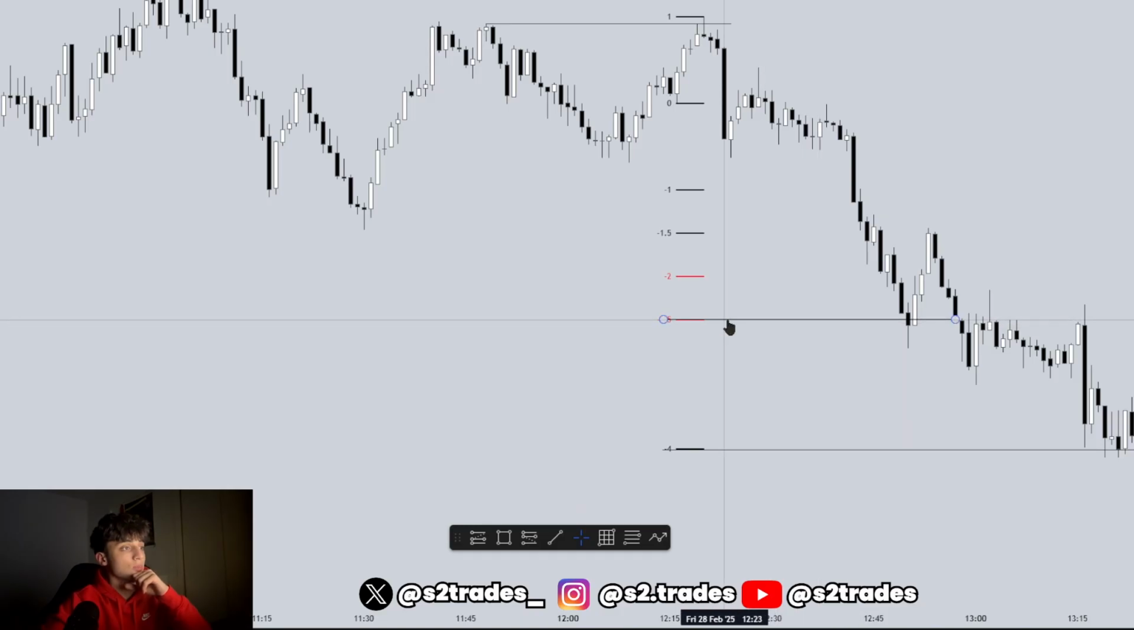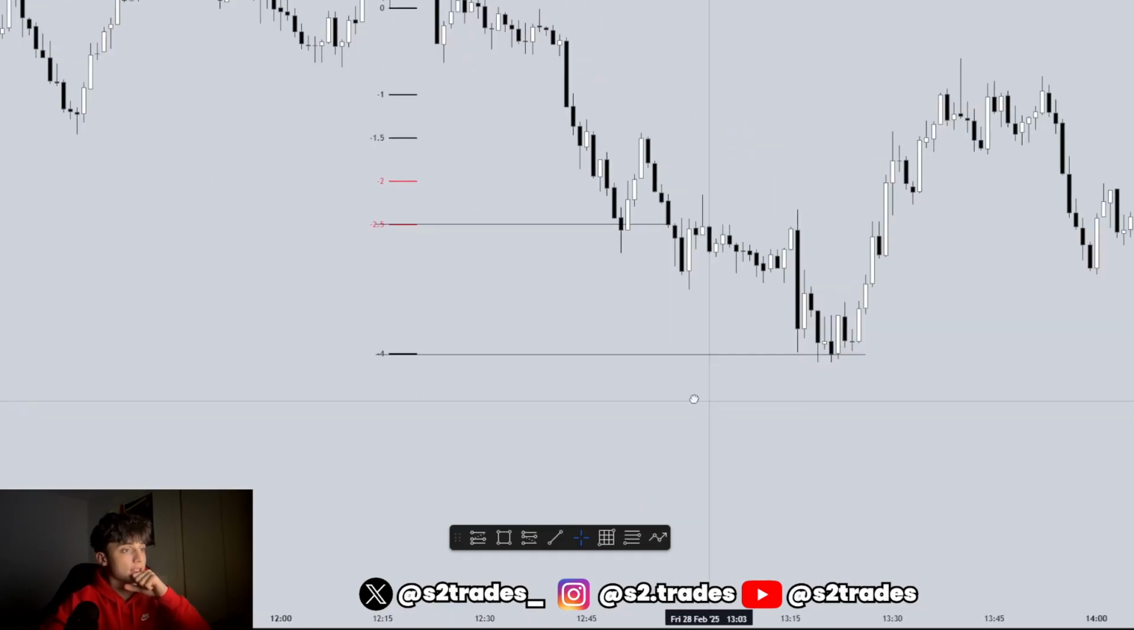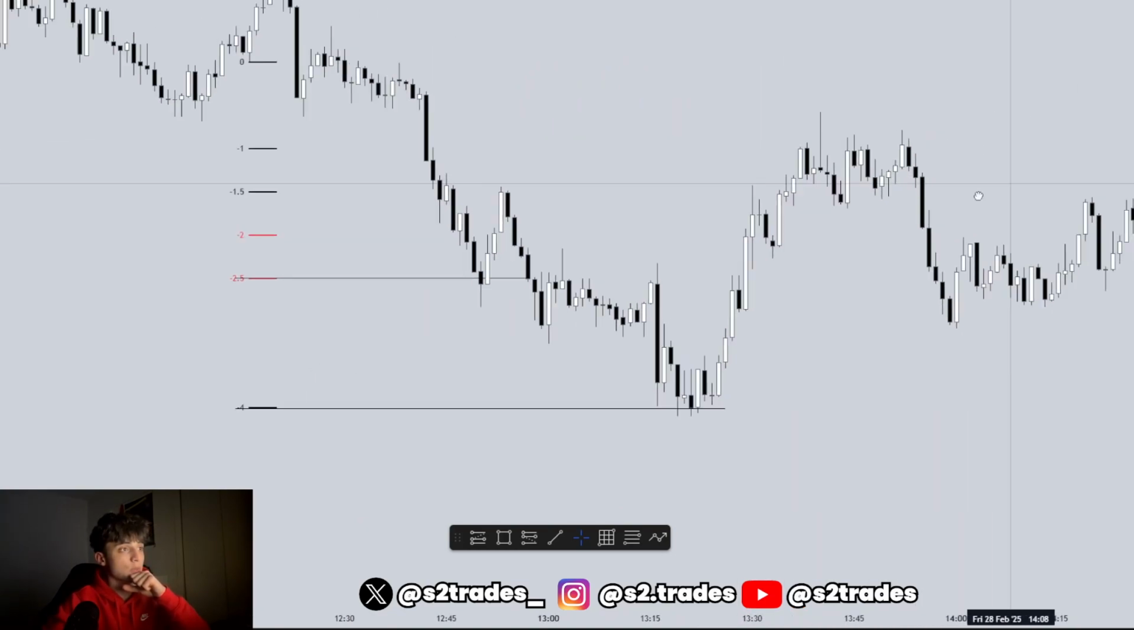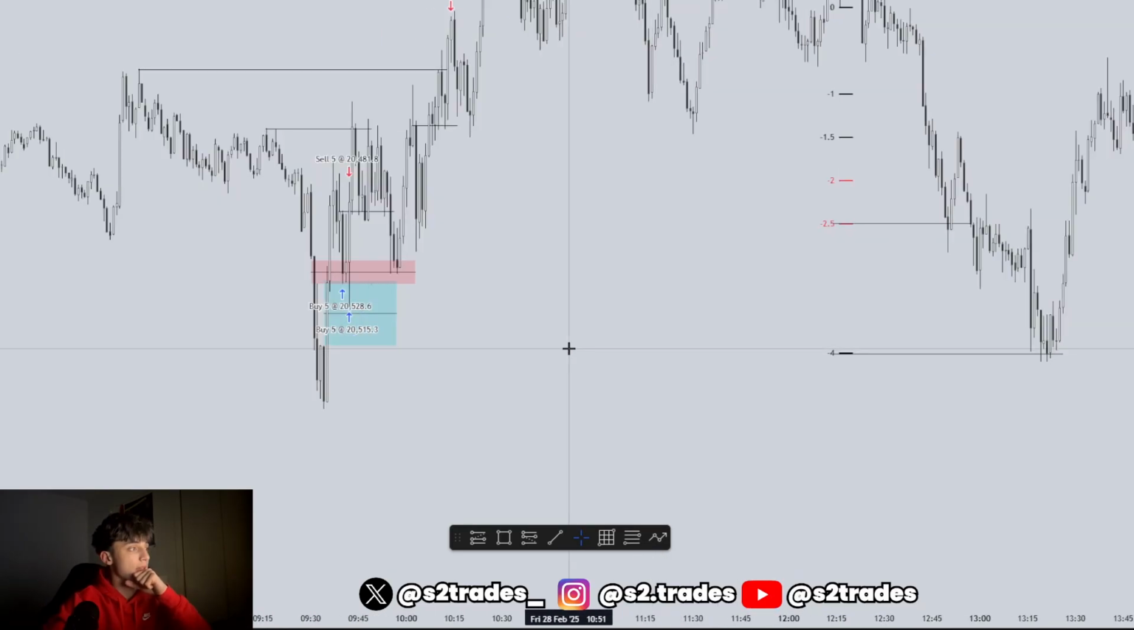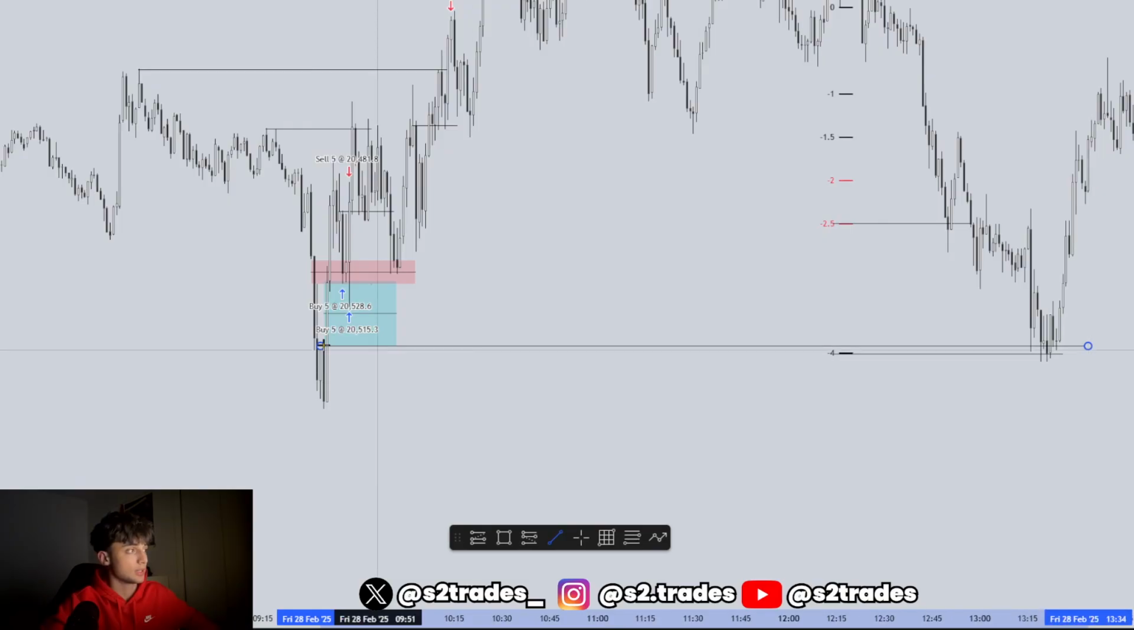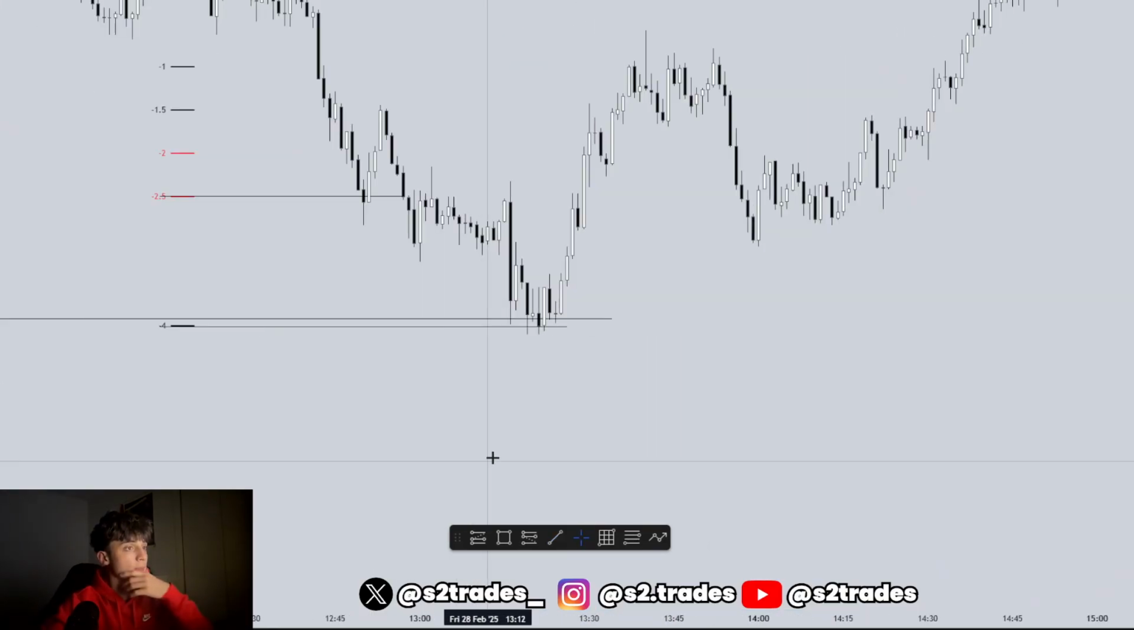So look, -2, -2.5, we hit it and it started moving away from it. -4, exactly, we touched it and we started moving away fully. We changed directions, right? And if we could have matched this up with a higher time frame, like order blocks, there's order blocks right here.